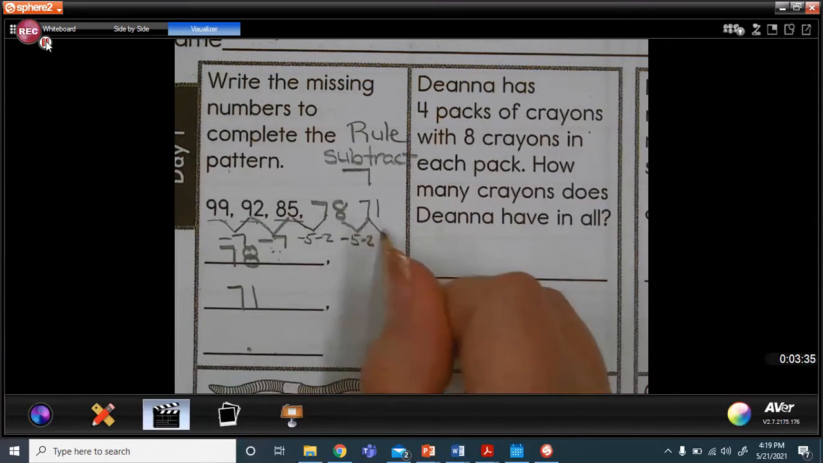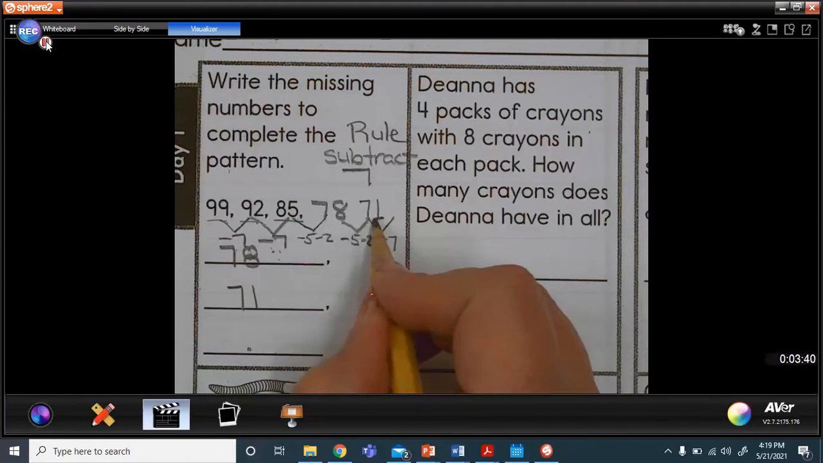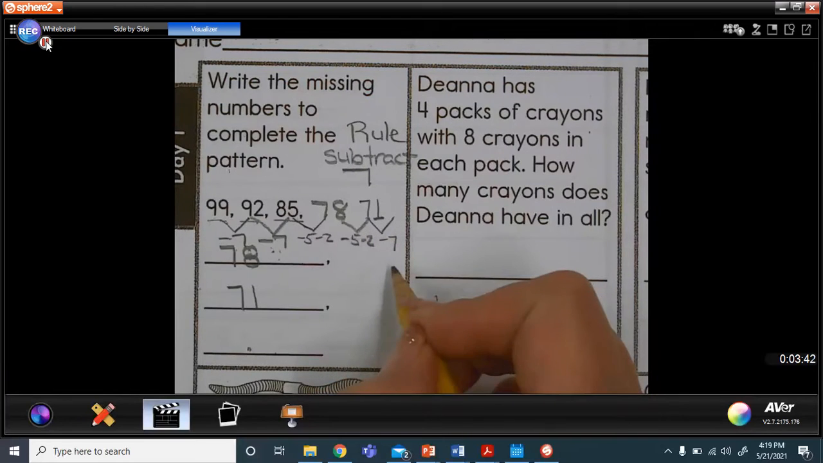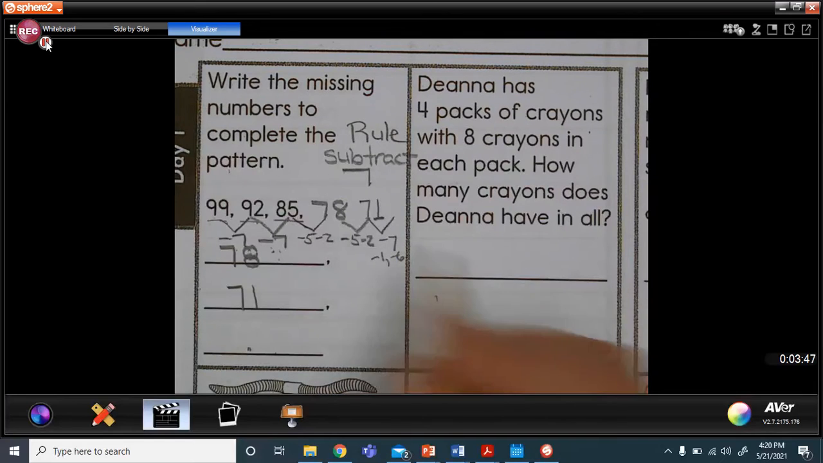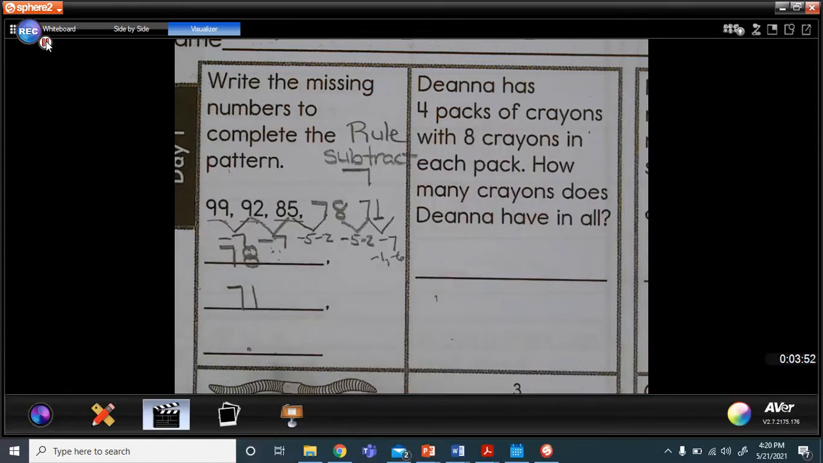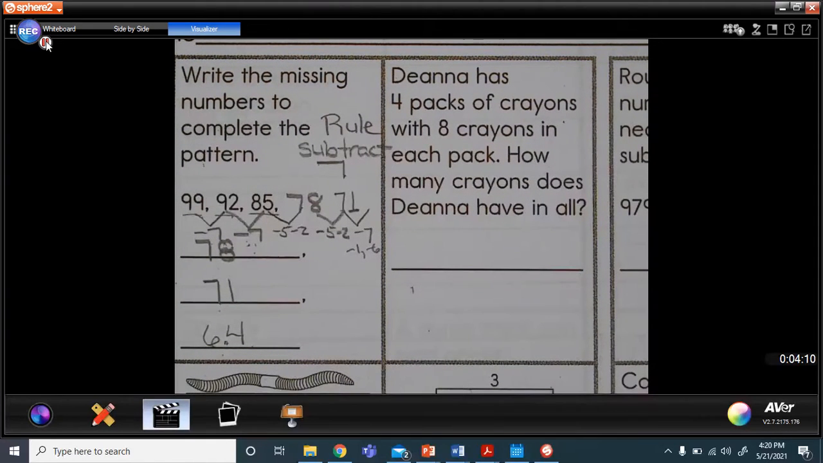If I do the same thing again, subtract 7, this time I could take away 1, because that's here in the 70, and then subtract 6. Subtracting 1 gives 70, and 6 less is 64. So subtracting 7 each time gives me 78, 71, and then 64. All right, let's take a look at our next problem.